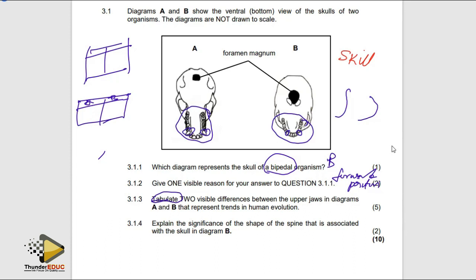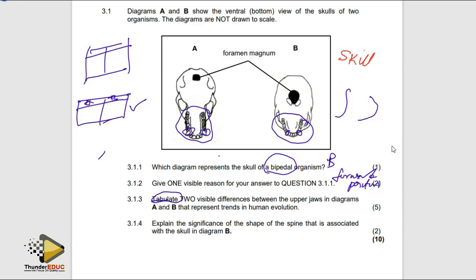So those are some of the differences you can talk about because they are talking about the jaws. So the palate here is a rectangular palate. Here it is U shape, or the jaw is U-shaped. And then they are saying that you get 2 marks for the difference and 1 mark for the table.